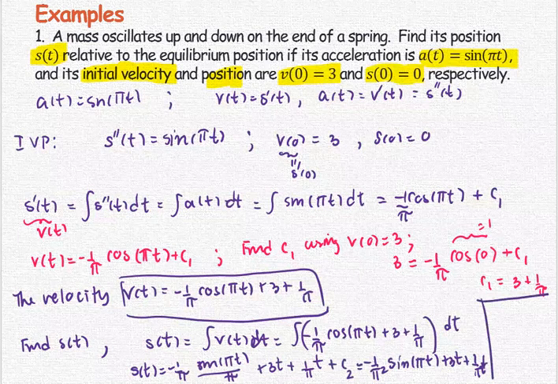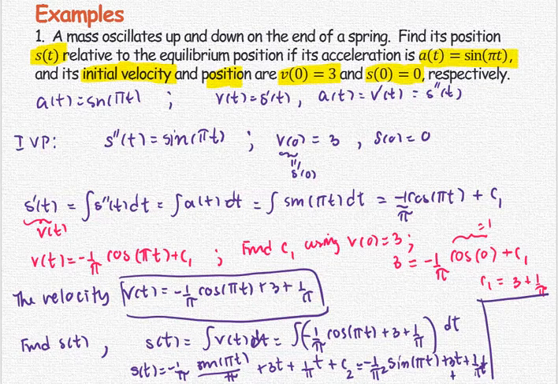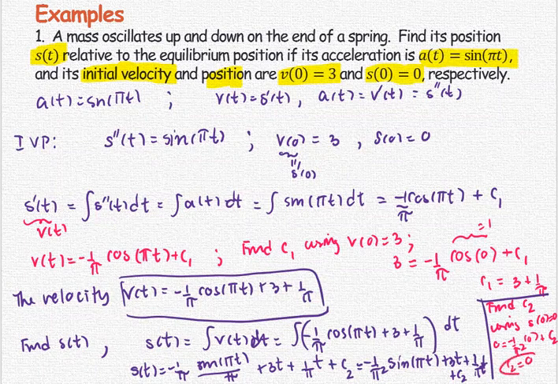And next we are going to find the value c2. We're going to find c2 using another condition, which is s(0) = 0. For s = 0, t = 0. We have 0 equals negative 1 over pi squared times sine of 0, which is 0, plus 3 times 0, which is 0, and 1 over pi times 0 is 0. So then we get c2 equals 0 for this second antiderivative.